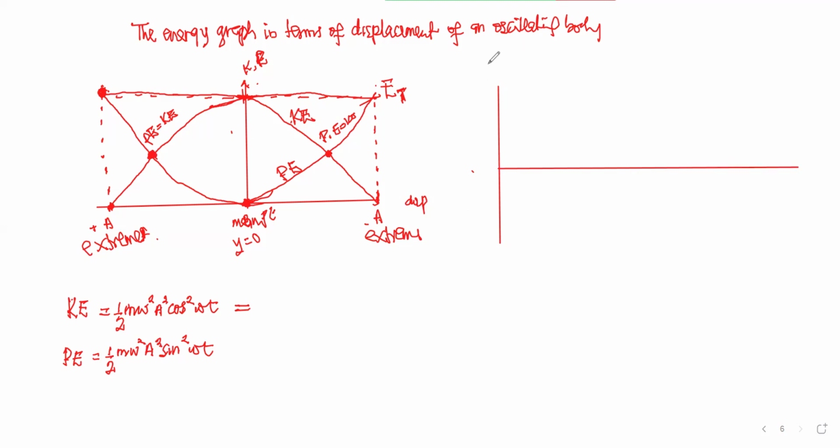This is a graph of the vertical KE and PE. They all have the same maximum value, half m omega squared A squared, positive and negative half m omega squared A squared. We are plotting it against time.